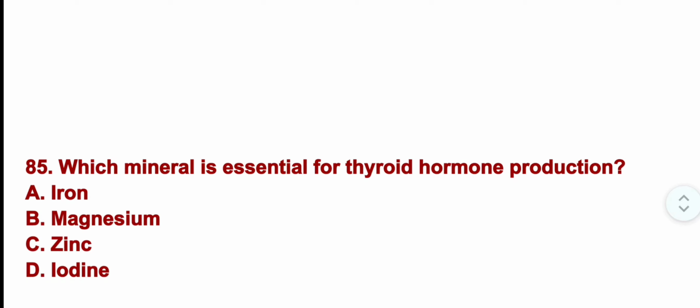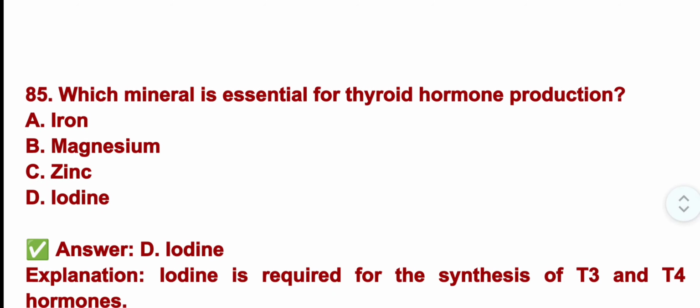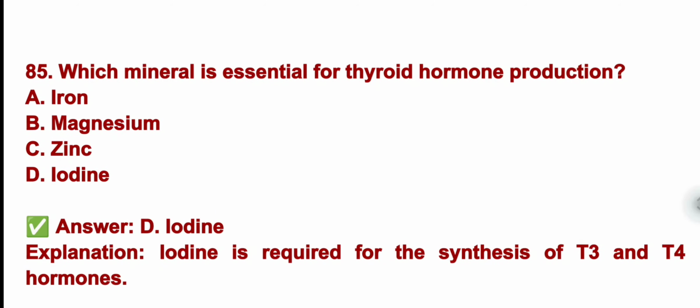Question number 85. Which mineral is essential for thyroid hormone production? The correct option is option D, iodine. Iodine is required for synthesis of T3 and T4 hormones. T3 is triiodothyronine and T4 is thyroxine.